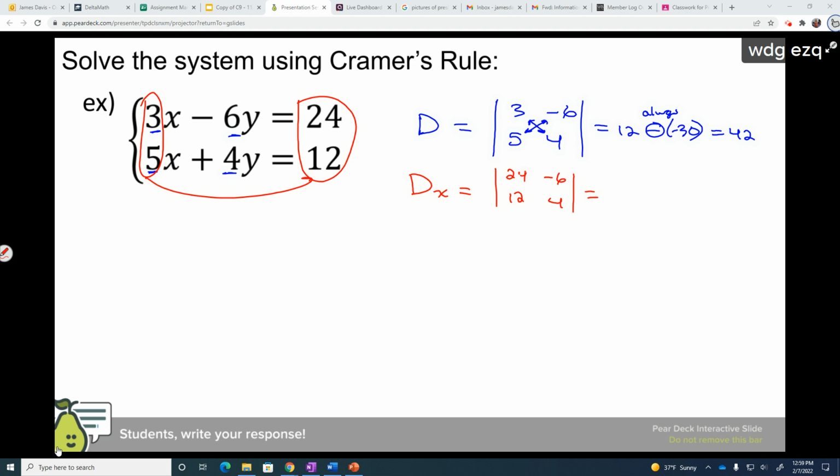We then cross multiply. So we do 4 times 24, 96, minus 6 times 12 is 72, so it's a -72. And then that becomes a plus 168.